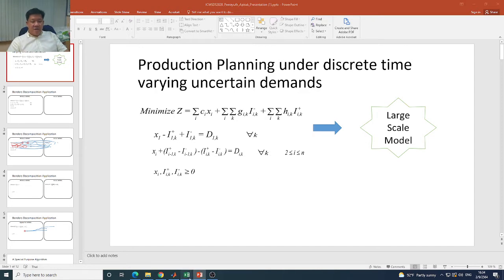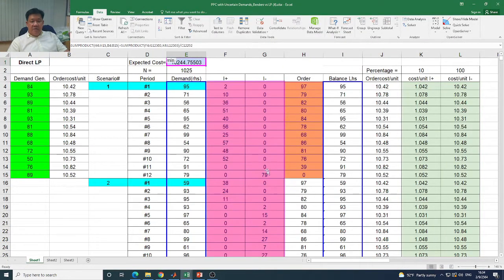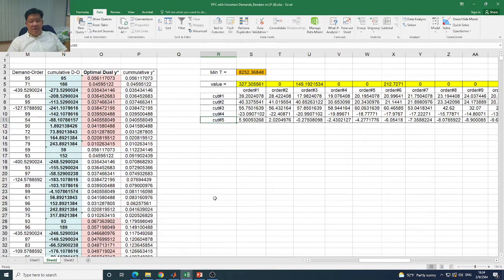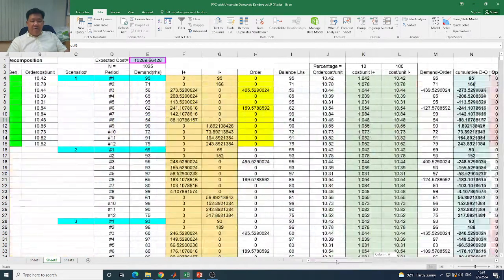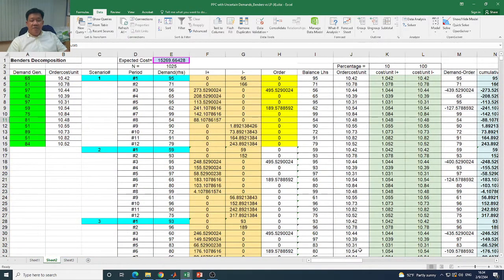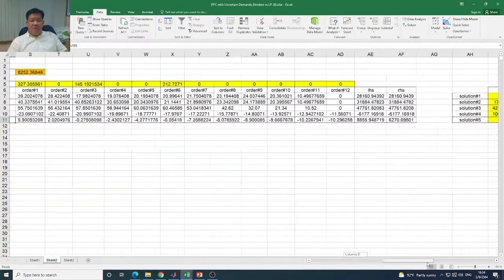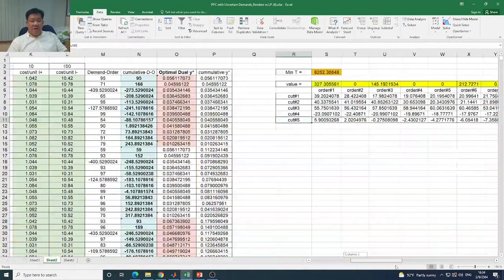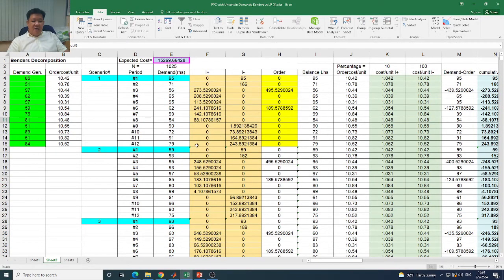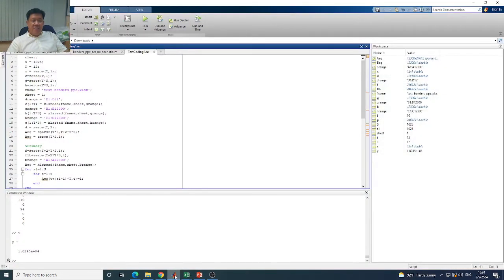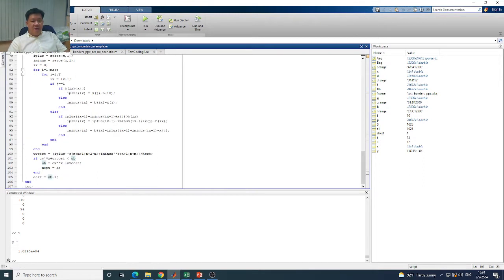Last time we already implemented it in Excel format and used OpenSolver to solve for the optimal solution, and then we illustrated an example of how to extend the problem to solve using the idea of Benders decomposition. At the end of the lecture last time, we showed you a file called Bender PPC uncertain example .m.